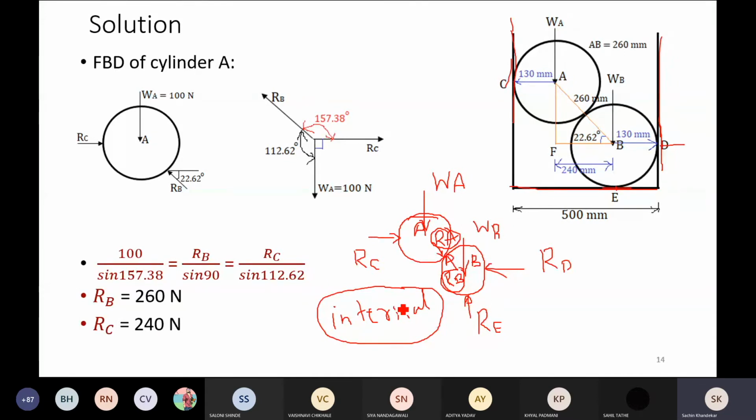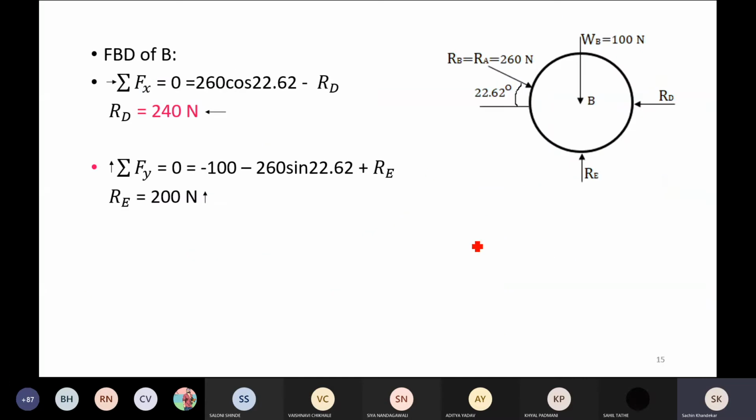While drawing the FBD, there is no need to show the internal forces. The internal forces are equal, opposite and collinear, and hence get cancelled. So there is no need to show, for example, the reaction offered by A on B and B on A when we are considering the FBD of both the bodies together. Very important. I hope you have understood this particular concept. Okay, fine.